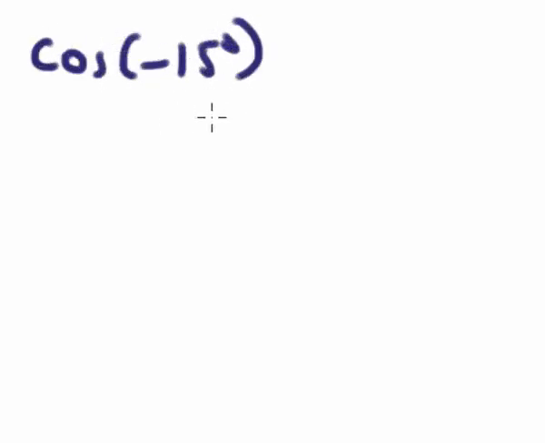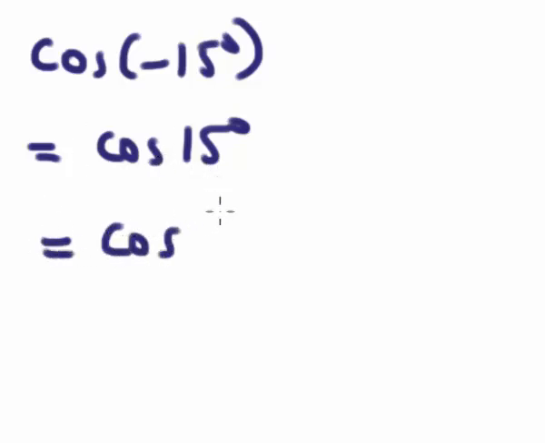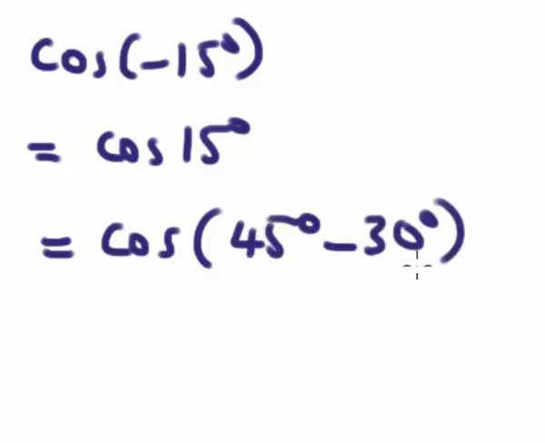Okay, how about this one? Now this one's a very interesting one, because if you've got cos of negative 15, well, that's not special, but we can firstly say that the cos of a negative is just the positive, but this is not a special angle. But if we express it as this, we could say that that is actually 45 degrees, which is special, minus that special angle there.